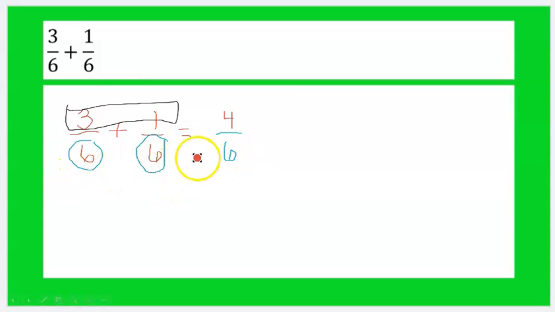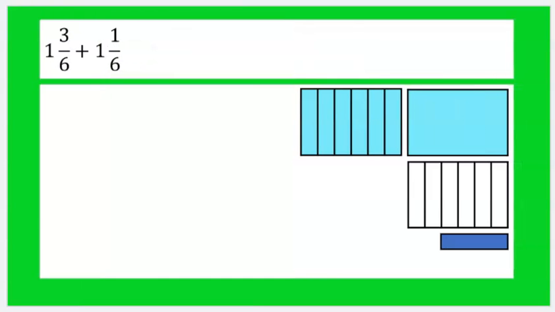So I keep my bottom numbers, the denominator, the same. Each of these numbers should be the same, which they are, 6. And then I add my top numbers, my numerators, together as I would with whole numbers to give me the answer. Okay, so this one is going to be the mixed fractions that we were talking about. So here I have 1 and 3/6 plus 1 and 1/6.